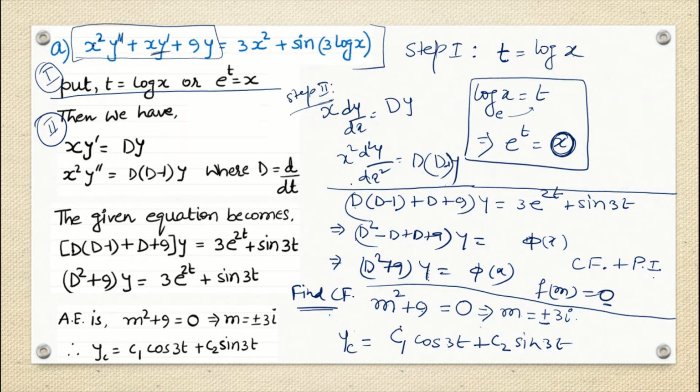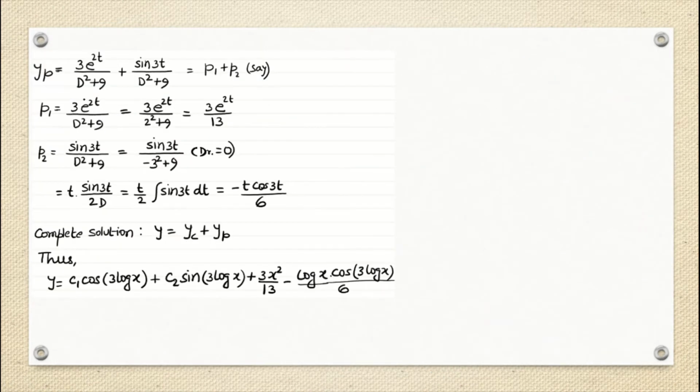So now since we are done with YC, my job is to find the YP. And once we find YP, the complete solution will be YC plus YP, and then we will be done. So we are now going to find the YP. So how do we find YP? We know that YP is nothing but whatever is phi t here, right? Because the variable which we are using now is t.